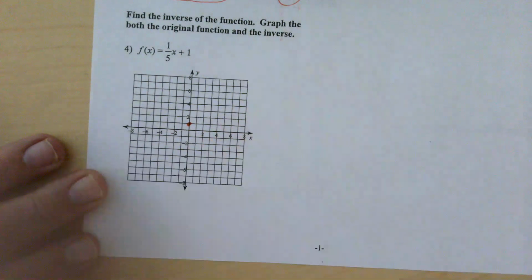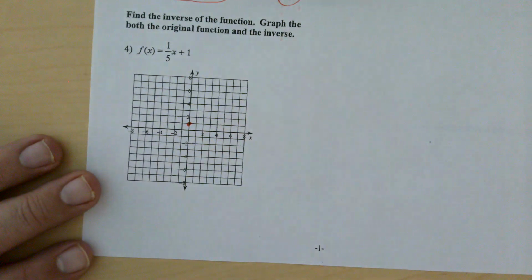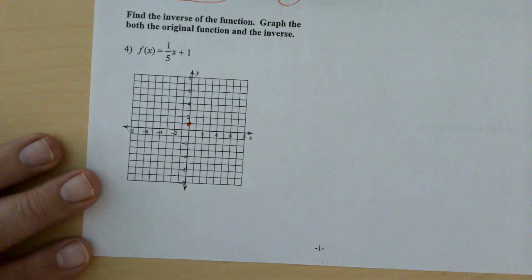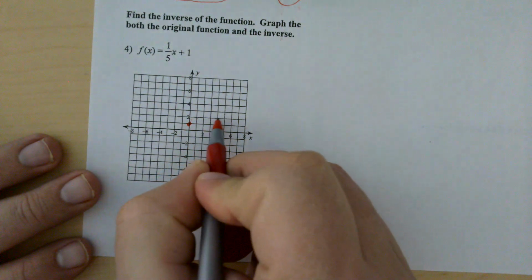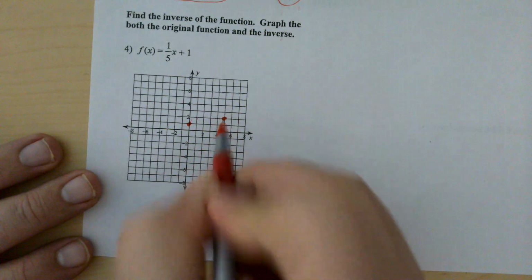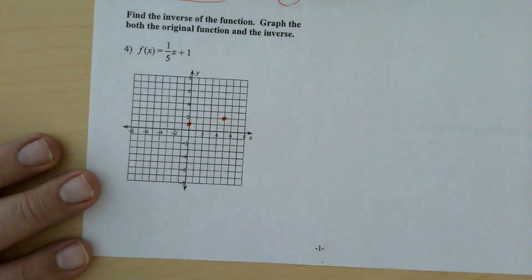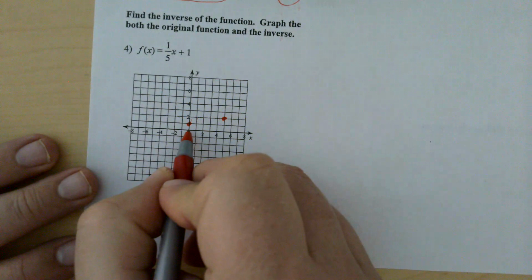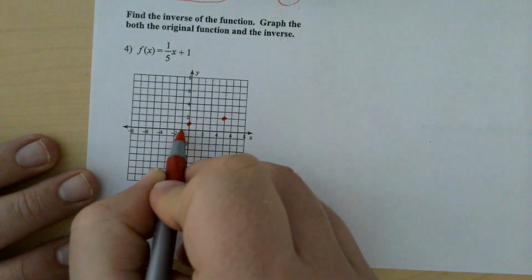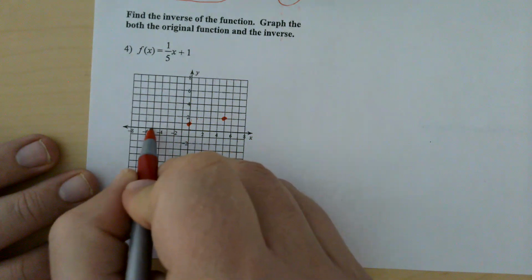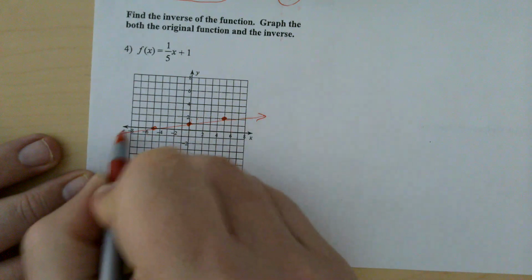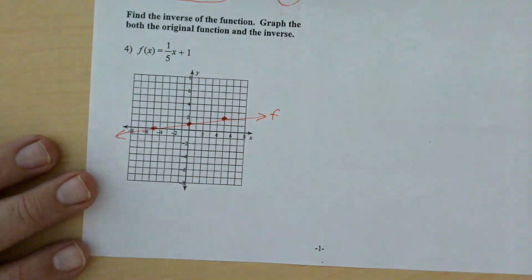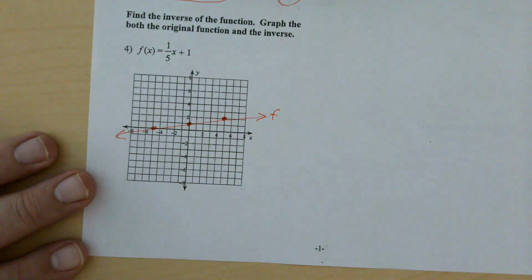That 1 tells me the line passes through the y-axis at 1. And then the slope is up 1 over 1, 2, 3, 4, 5. Okay, so there's 2 dots. There's my line. I'm also going to have a third point. I'm going to go down 1 and to the left 1, 2, 3, 4, 5. That way I can draw a somewhat straight line. So there's my original function.